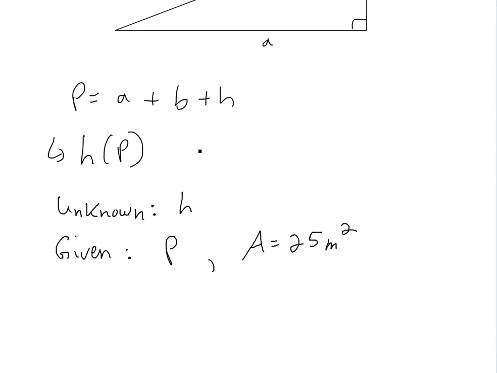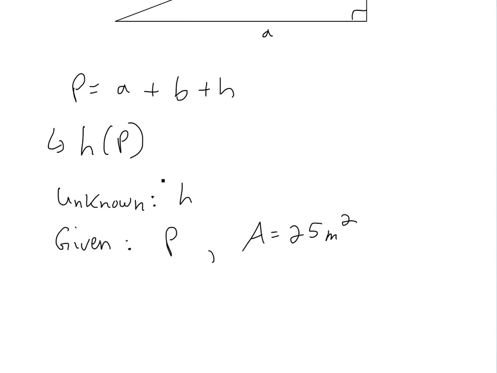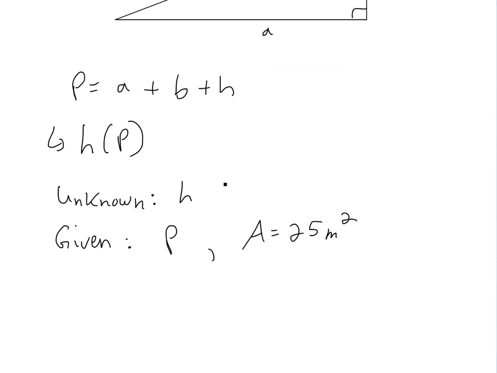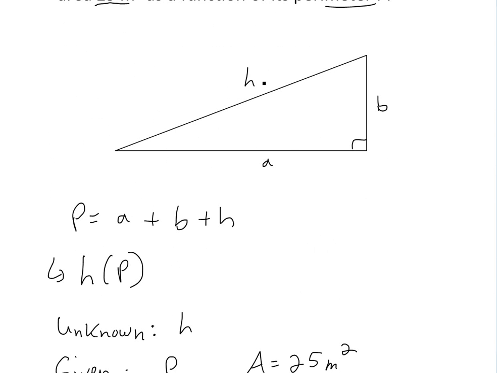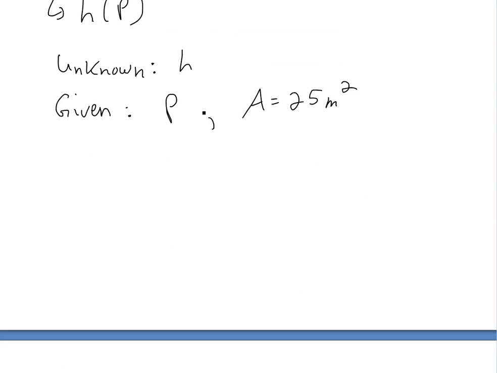Before we get to solving, let's write down what we know. The unknown is h, that's what we're asked to find, and the given is the perimeter, for any given perimeter. And the area of that triangle is 25 meters squared. We can write down the equations that relate these quantities. The area of a triangle is base times height divided by 2, so that's 1/2 times the base, which is a, and the height is b. See the video link for proof of this.